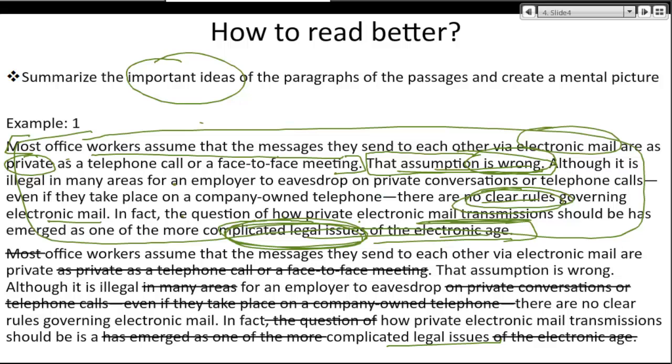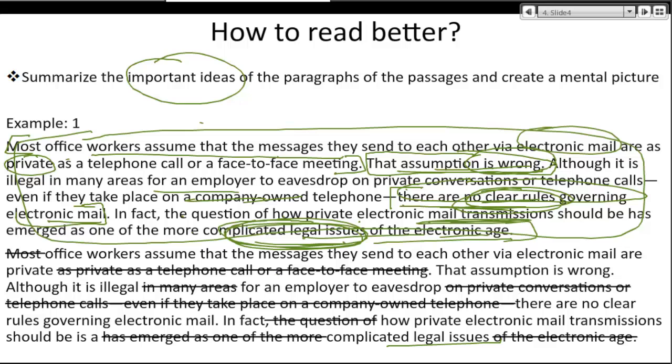And then it says, although it is illegal in many areas for an employer to eavesdrop on private conversations or telephone calls, there are no clear rules. So what is the key thing? There are no clear rules governing electronic mail. And this is the most important idea. So if I'm a reader, I would focus here. I would not much focus here. Okay, whatever they are writing, it's fine. In fact, the question on how this should be is basically a complicated legal issue. So the whole thing is basically a legal issue. What? The privacy, the rules, and everything.